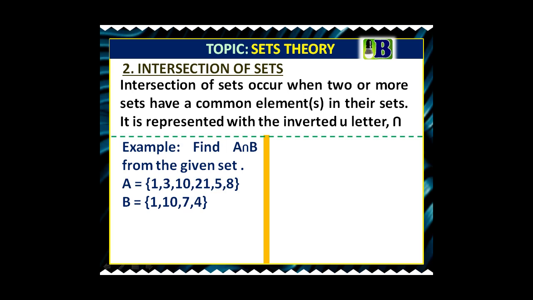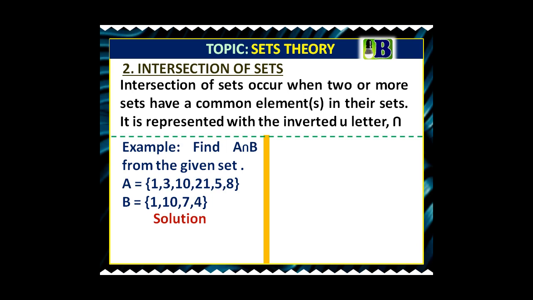We use this example to explain it better. Find A intersection B from the given sets. Set A is equal to 1, 3, 10, 21, 5, 8, and set B is 1, 10, 7, 8. If you want to solve this kind of question, pay close attention and check whether the two sets have an element in common. If they have an element in common, it means that there is an intersection. But if they don't, it means that there is no intersection. So let's pay close attention to this problem.